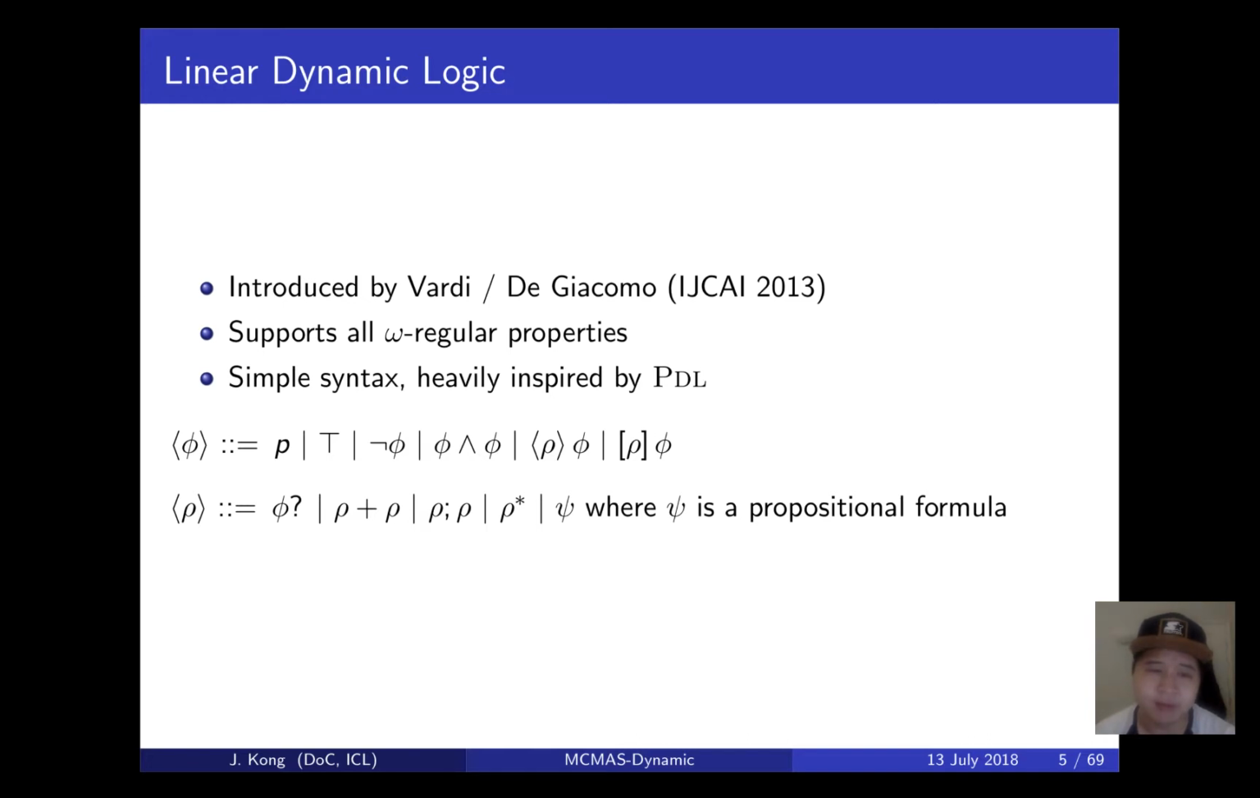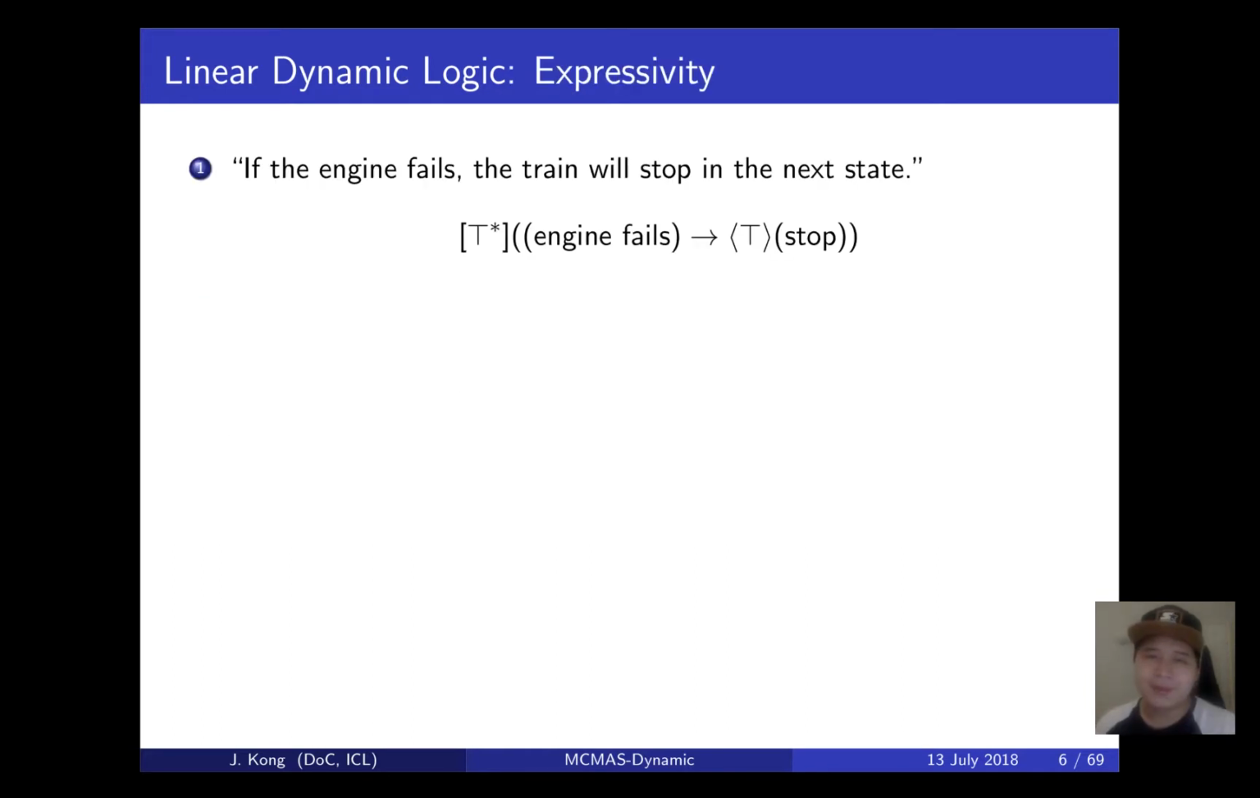The main difference between the test for phi and the propositional formula psi is that if we test for phi, we are not advancing the path. If we test for psi, where psi must be propositional, then after we do this check, we are actually continuing on by examining the next state of the path. So going back to the properties we were looking at earlier, we can try and express them in LDL now.